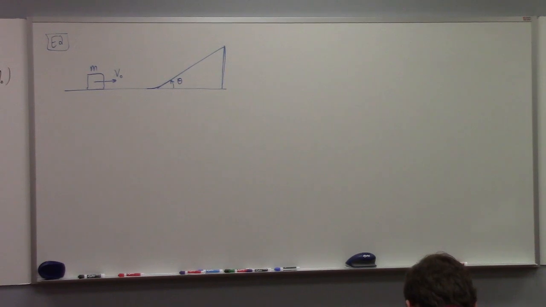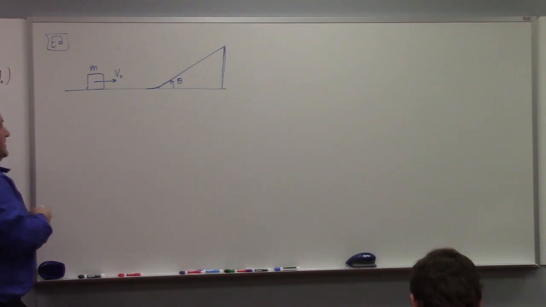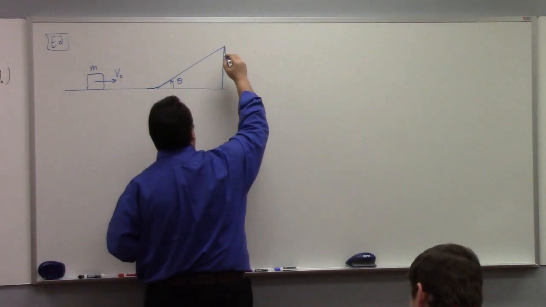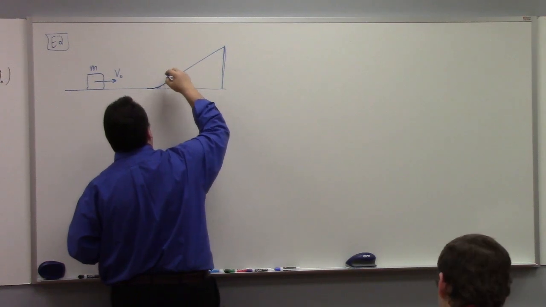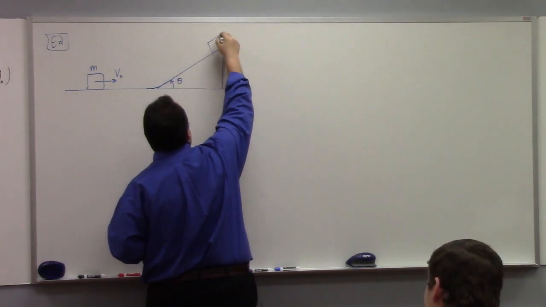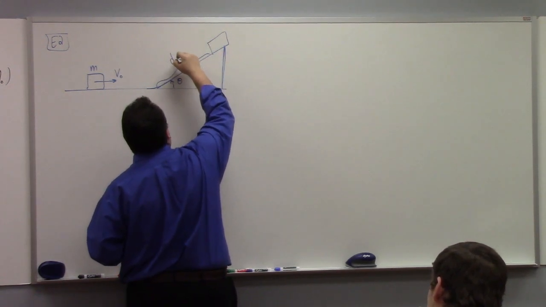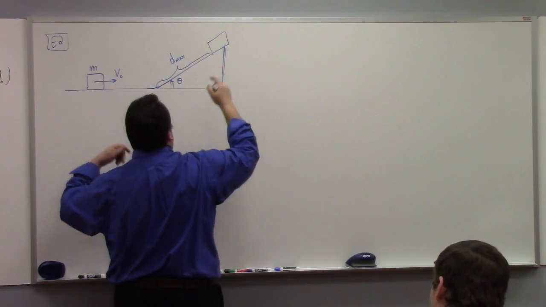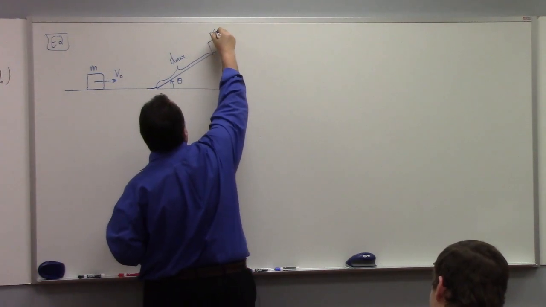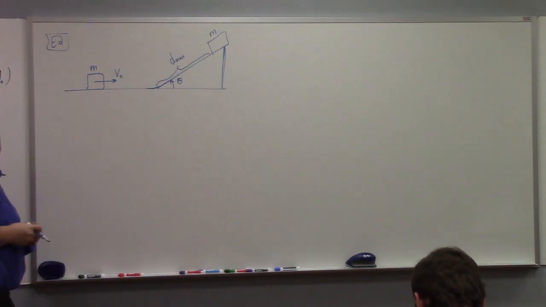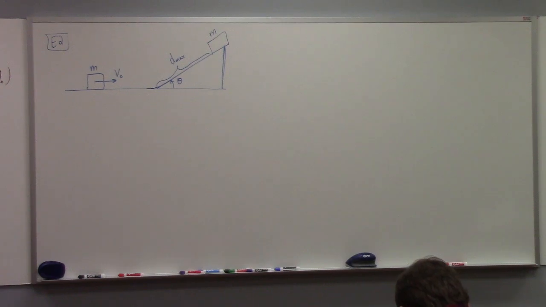Question then, how high does it go? Let me ask it this way, so it's at least a little bit interesting: what distance up the plane does it go? How far does the box get up here? What's the max distance up the plane that the box goes? How would you figure that out? Again, we're assuming no friction for the moment. Don't worry, I'll bring friction back into it soon. I know you miss it.